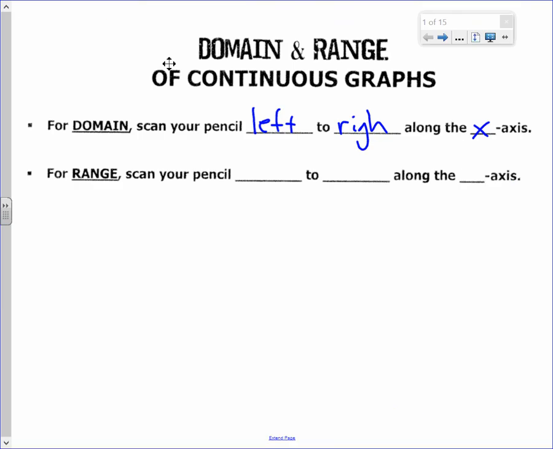Scan your pencil from left to right along the x-axis. Fill in that blank for me. Scan your pencil from left to right along the x-axis. For the range, scan your pencil from bottom, write this in, to top along the y-axis.